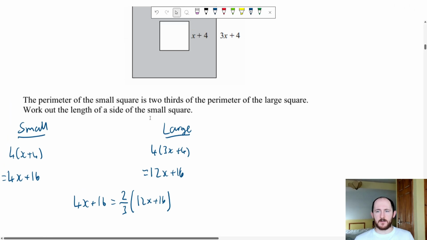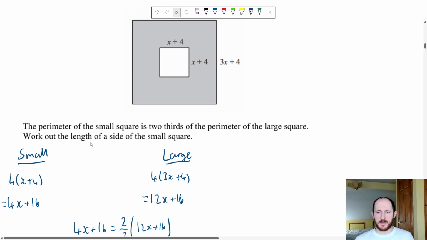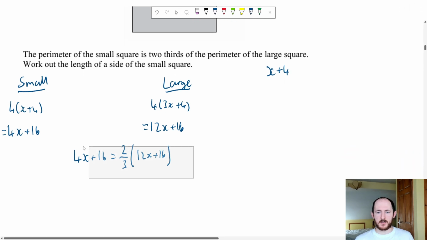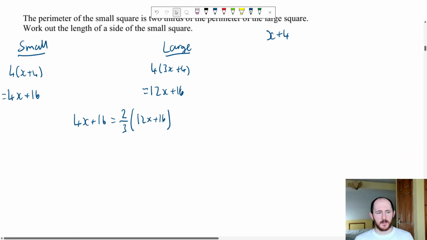And now all you need to do, if we think about it, if we want to work out the length of one side of the small square, x plus 4, so again, what we're trying to find is x plus 4, then the logical thing to do would be to solve this, which will give me x, and then just add 4 to it. There you go, that's your method.